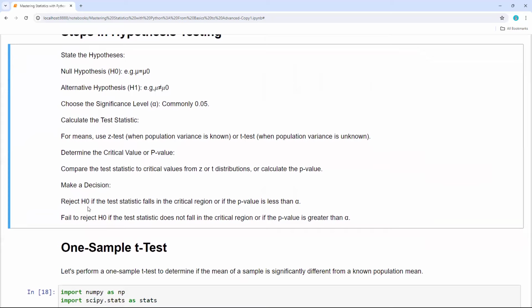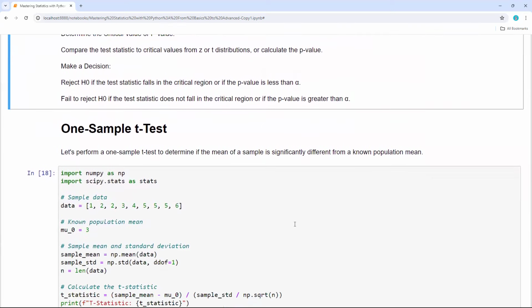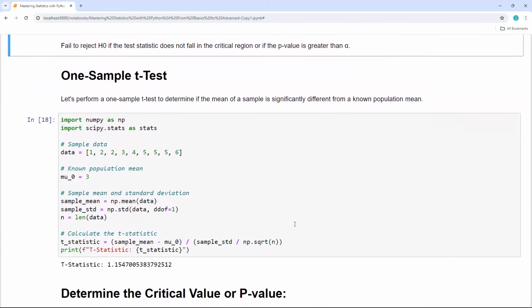Reject the null hypothesis if the test statistic falls in the critical region, or if the p-value is less than alpha. Fail to reject the null hypothesis if the test statistic does not fall in the critical region, or if the p-value is greater than alpha. So let's take a one sample t-test, then we will calculate.